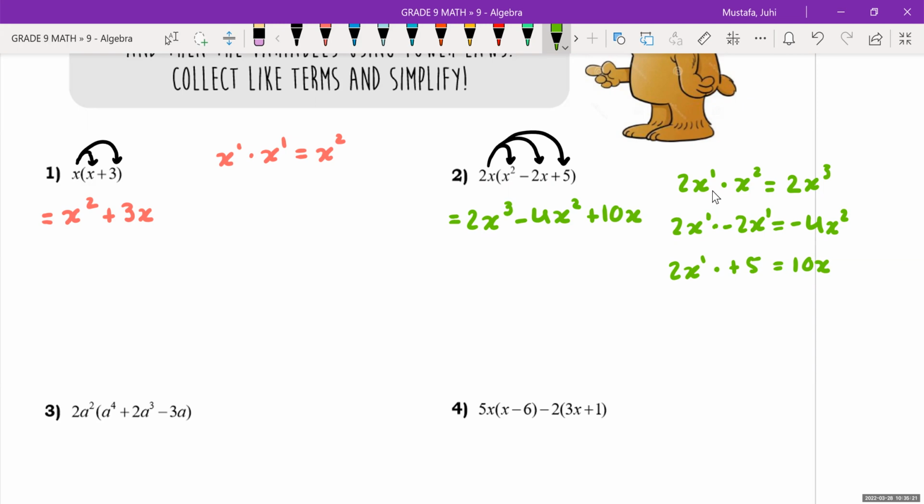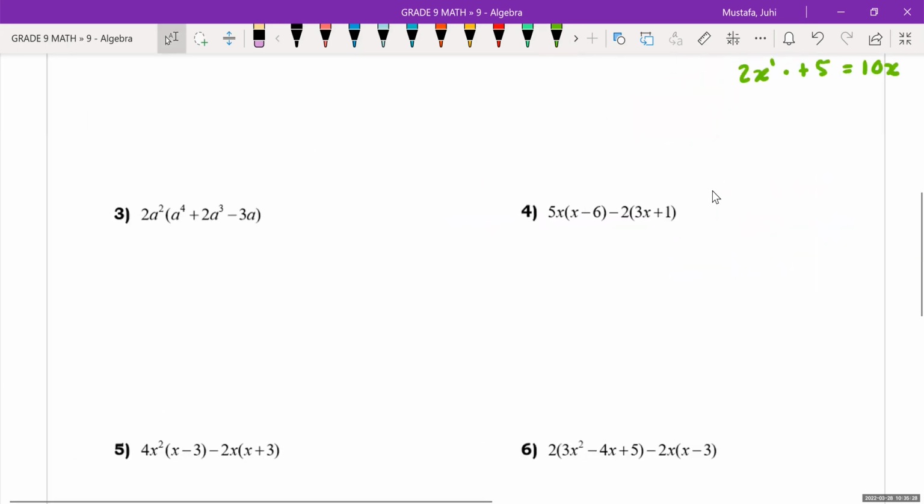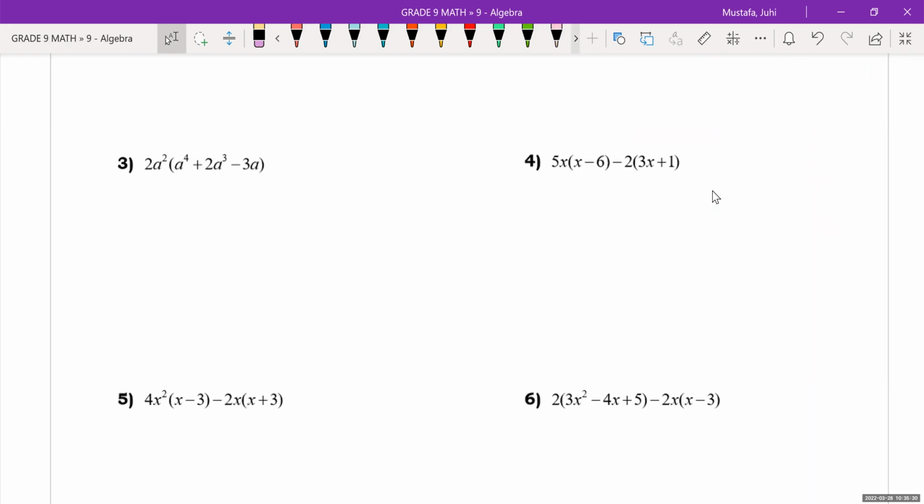Does this make sense? Any questions? Okay. Let's try the next one without breaking it down. We'll try to do this one just ourselves. So again, what are we multiplying? We're multiplying 2a squared times a to the power of 4, then 2a squared times 2a to the power of 3, then 2a squared times -3a.